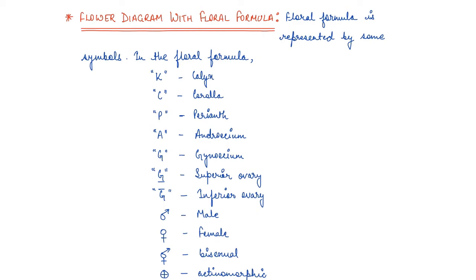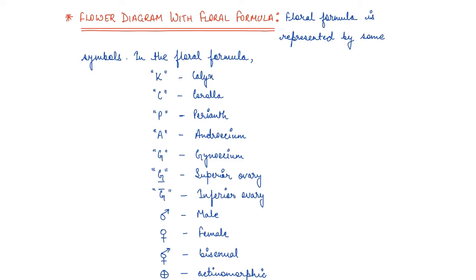So the floral formula is represented by some symbols. Let's see what these symbols are. As you can see here, we use K for calyx, C for corolla, P for perianth, A for androecium, G for gynoecium. If it's a superior ovary, we put a dash below this G. If it's an inferior ovary, we put a dash above the G, right? Then this is for male. I have used it in my previous videos as well. This is for male, this is for female.